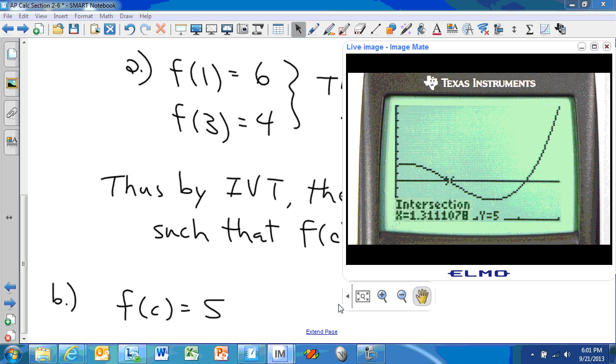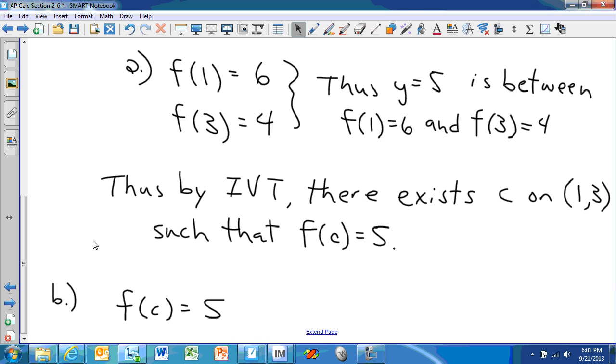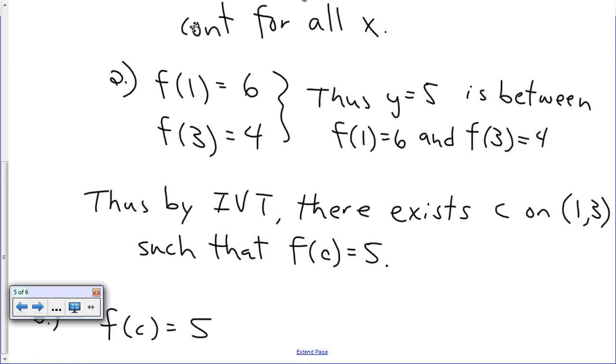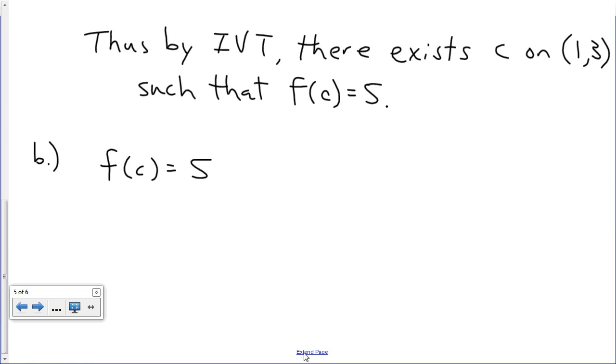And if you're not close enough to the right intersection, it'll in this case find the other one, which you don't want to do. So we get x is 1.311 is the value there. So we'd say, in this case, that c is equal to 1.311. And that, by the way, is sufficient work. The work here is to show me what equation you're setting up and solving.